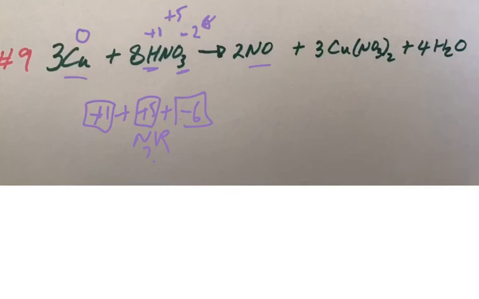NO, nitrogen monoxide. We're going to put a little -2 there, because we know that's what oxygen is the majority of the time. And what makes -2 0? You add +2 to it. So that +2 is for that nitrogen right there, right?